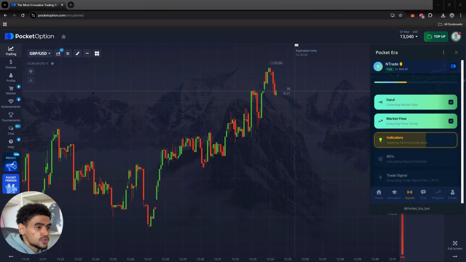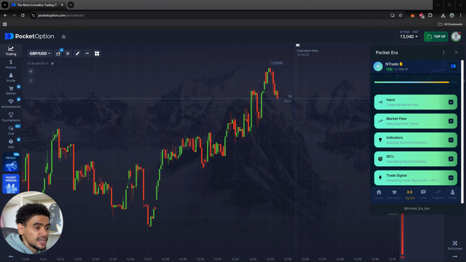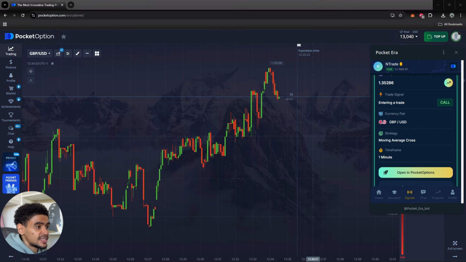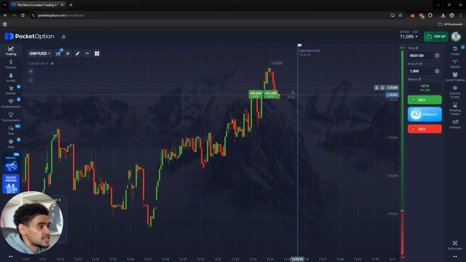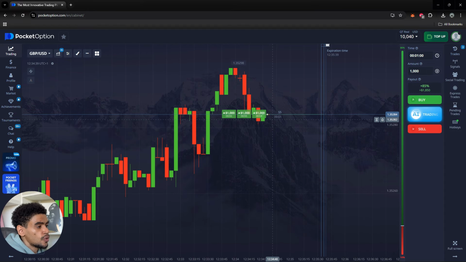The robot starts to collect market data, analyzing the price movement, applying indicators that it's going to use for the analysis depending on the strategy you selected. And there it is, buy position. Let's place our entry here, and I'm going to place another 1,000 here on this trade.